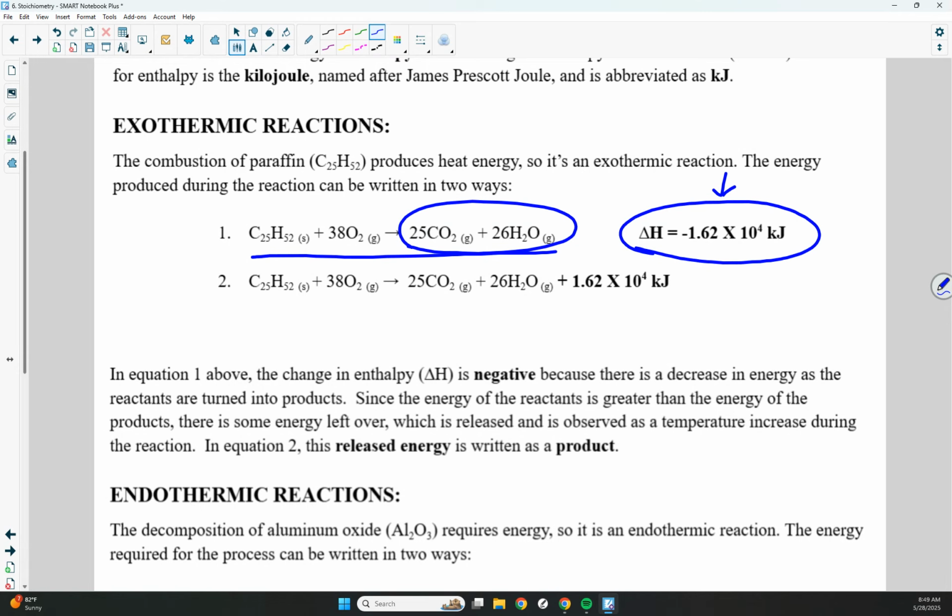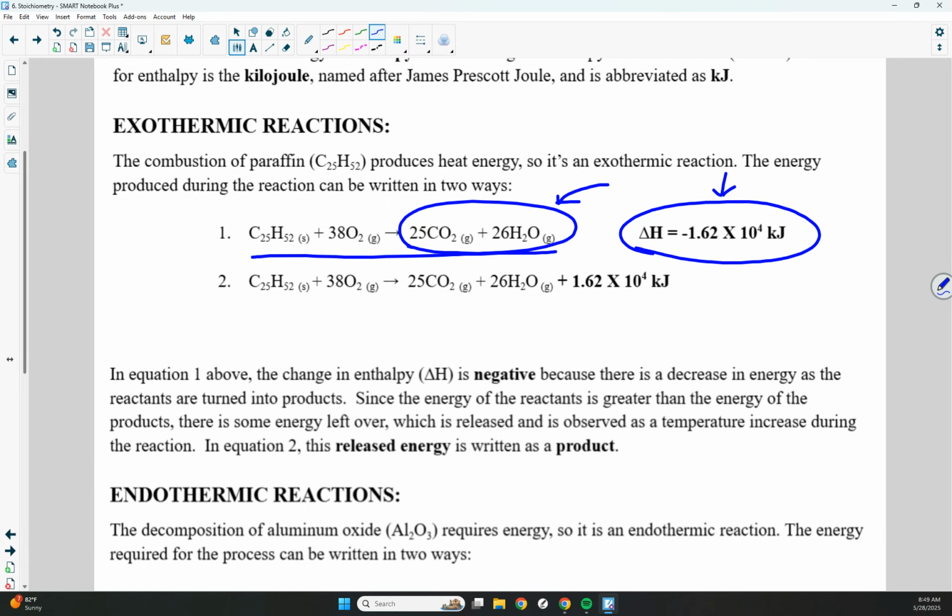And again, it's a negative number to indicate that it's an exothermic reaction, which is a little bit counterintuitive. You would think when heat is released that might be a positive number, but that's not how it works. The reason it's negative is because we're lowering the energy of those chemicals, even though we're releasing energy.